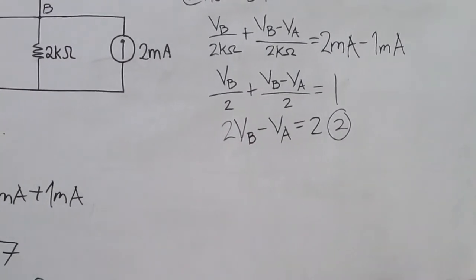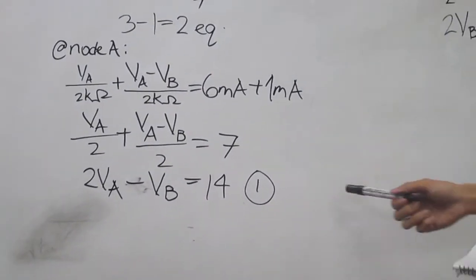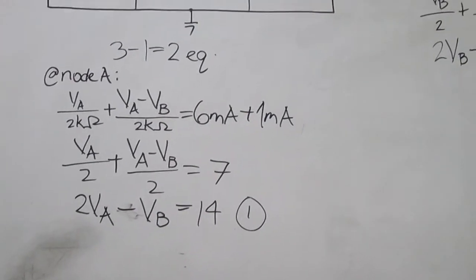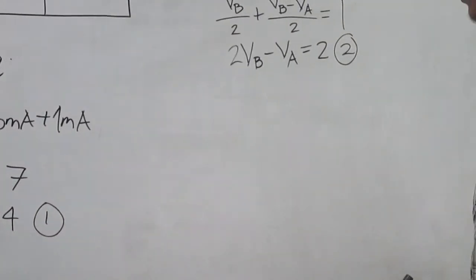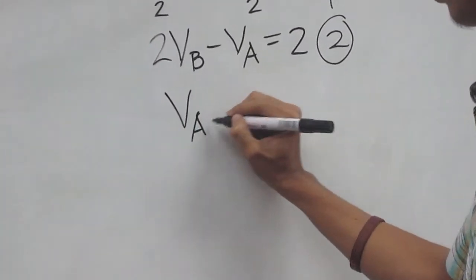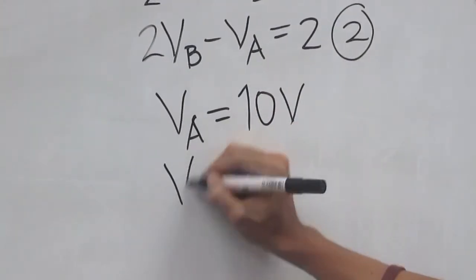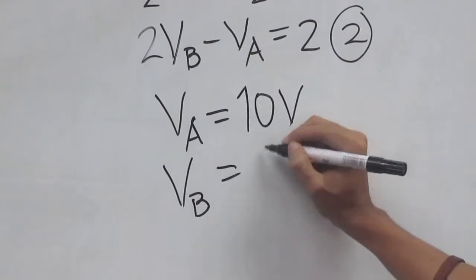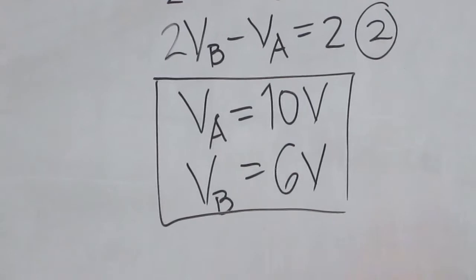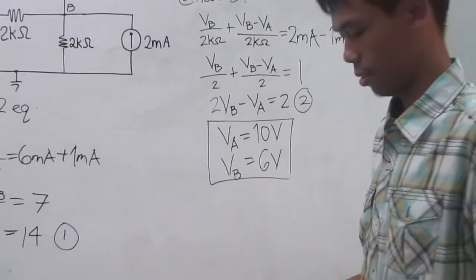Then, as you can see, we already have 2 equations, which we predicted earlier would be formed. Using these 2 equations, we can get the values of VA and VB. Solving them simultaneously, we get VA equal to 10 volts and VB equal to 6 volts. And these are the voltages found at nodes A and B.